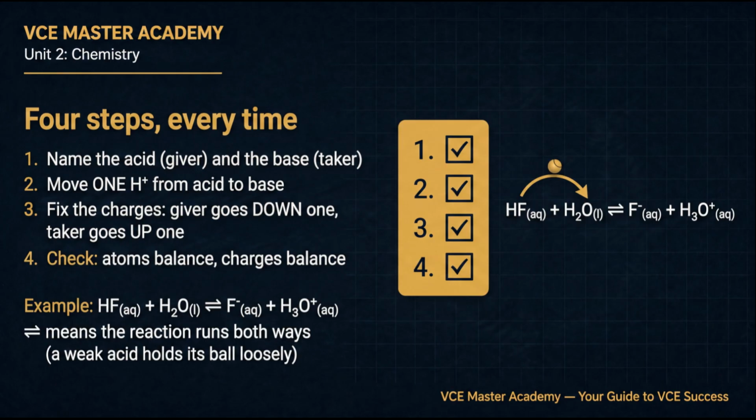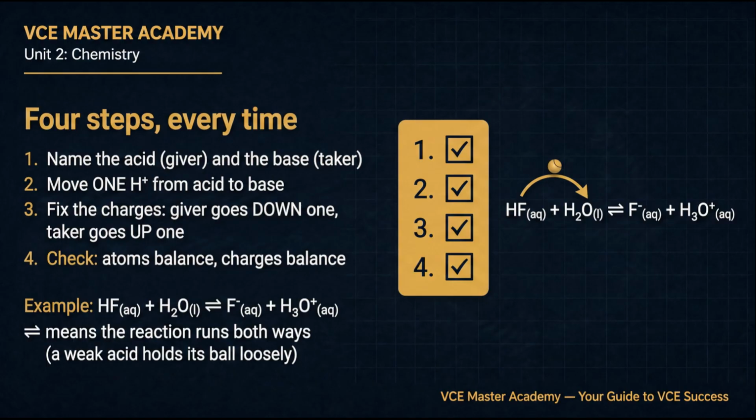Time to build equations ourselves. 4 steps, and they never change. Step 1. Decide who's who. Which species is the acid, the giver, and which is the base, the taker. Step 2. Move exactly one H+ from the acid to the base. 1. Never two at once. Acids hand over one ball at a time.